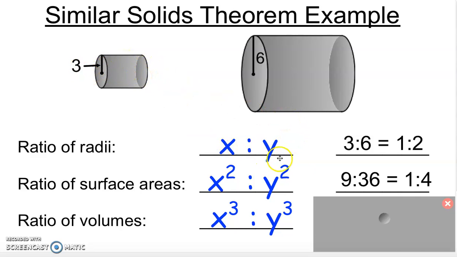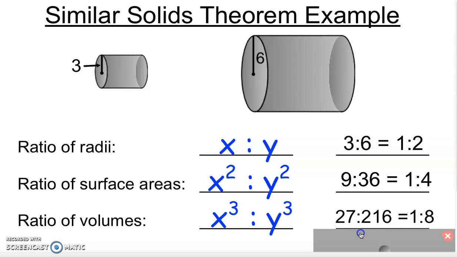So we take 3 cubed. 3 cubed is 27. And then I take 6 cubed. And 6 cubed is 216. And that's going to reduce to a scale factor of 1 to 8, because 27 goes into 216 8 times.